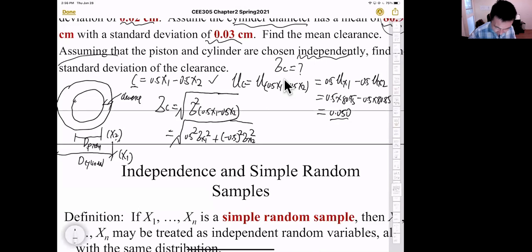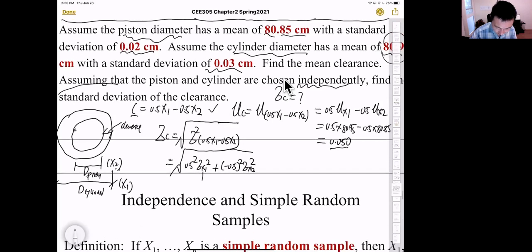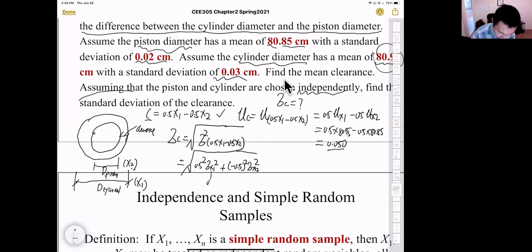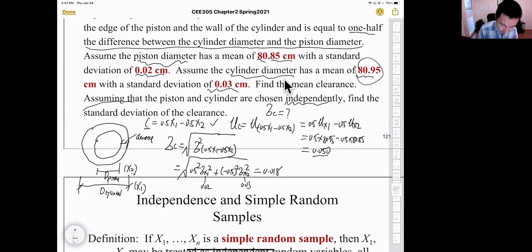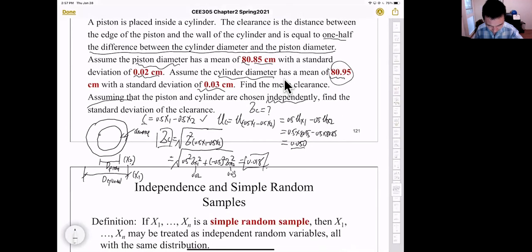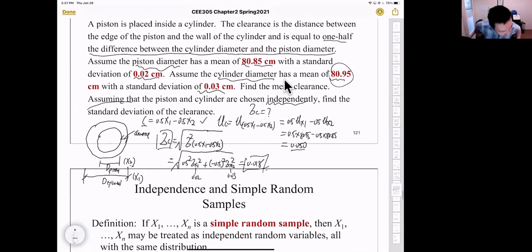And then we can plug in a number. Sigma x1 is equal to 2.02. And sigma x2 is equal to 2.03. So the standard deviation of the clearance, sigma c, is equal to 0.018. All right. So questions about this example?